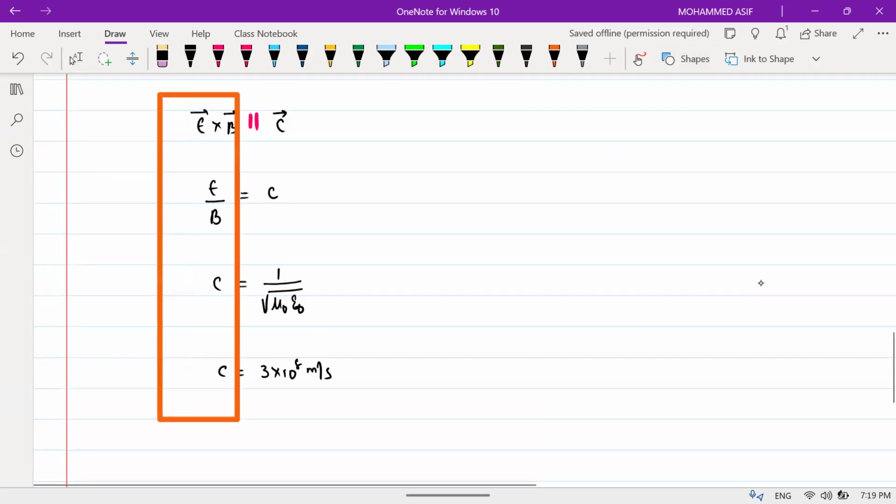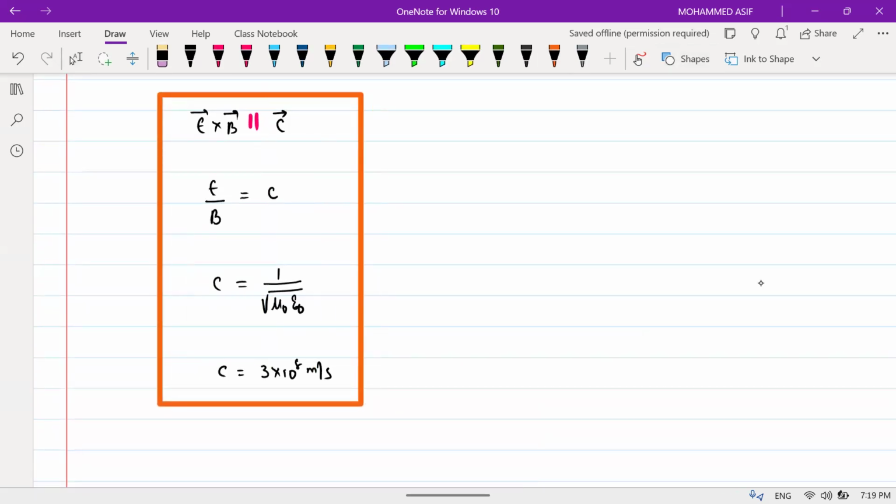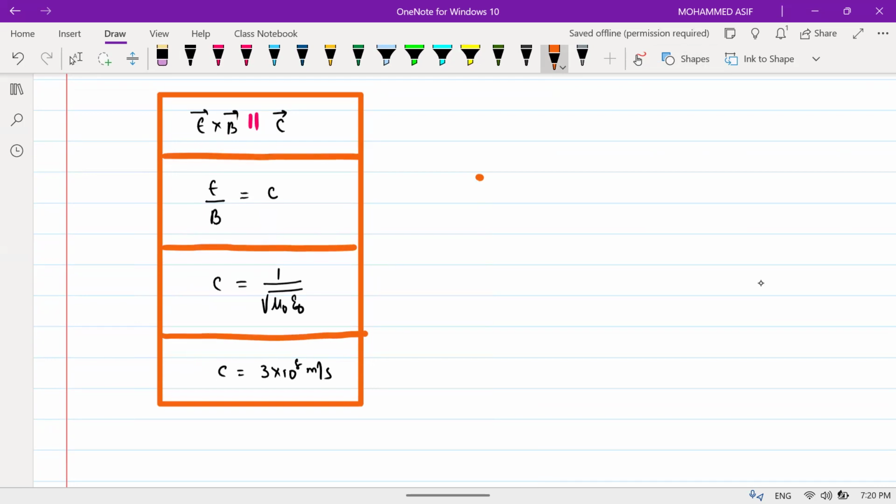So this is the box which you should always commit to memory. Clear? The product of E bar cross B bar is parallel to the speed of light. The ratio of electric field divided by magnetic field is equal to the speed of light. And the speed of light in vacuum is given by the formula C is equal to 1 by under root of mu naught into epsilon naught. And the speed of light is equal to 3 into 10 to the power of 8 meter per second. Am I clear?